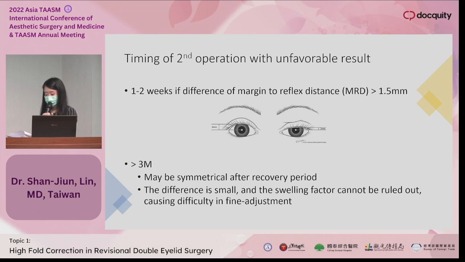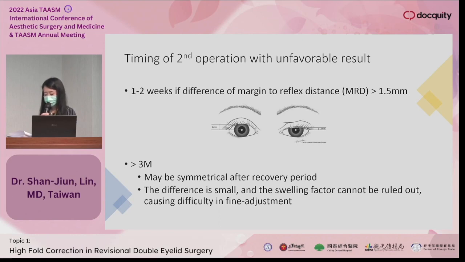If the difference of margin to reflex distance, MRD, is more than 1.5 millimeter. The advantage of adjusting now is that the tissue is still movable just like during operation. We can barely change and resuture the stitches without tearing the tissues. But the disadvantage is that the tissue is still swelling and we cannot judge the symmetry precisely.